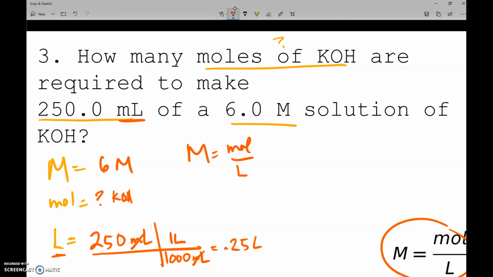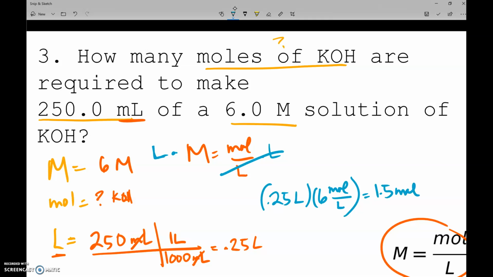In order to get moles all by itself, we multiply liters by both sides. Now it's liters times molarity equals moles. So here we have 0.25 liters, and we multiply that by molarity, using the derived unit, moles over liters. We multiply 0.25 by 6, and we get 1.5 moles. That is our answer. Notice how our liters cancel, and that's how we know we have the mole unit.